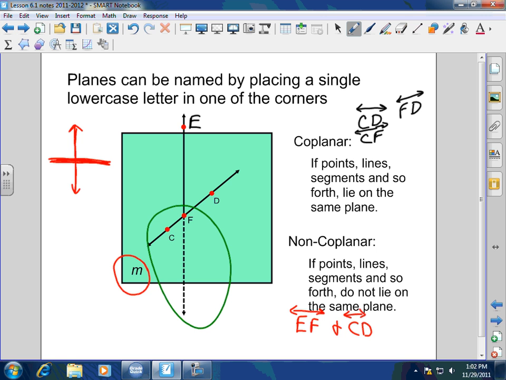Would point E be non-collinear? Point E will be non-coplanar to any point on plane M. Why was there no dashed line for EF to be coplanar? E is outside. The question was, if this part down was solid, would those be coplanar? The answer is yes.